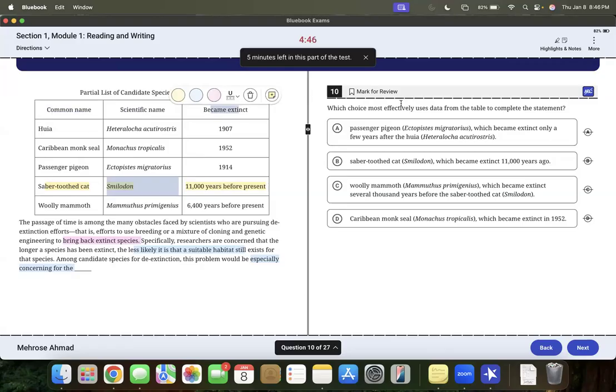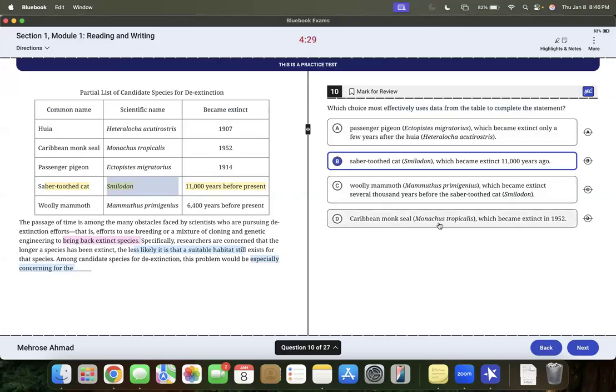All right, which choice uses data from the table to complete the statement? Well, I did that already, and now I want to double check my work. So B makes the most sense, but I would recommend for you to check your work, because if you have an understanding of the passage, this should be relatively fast.